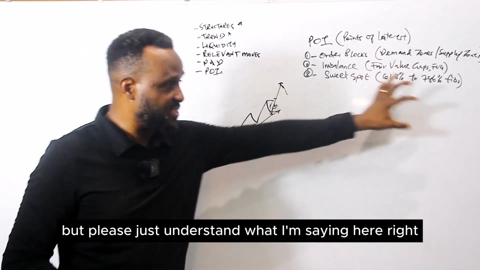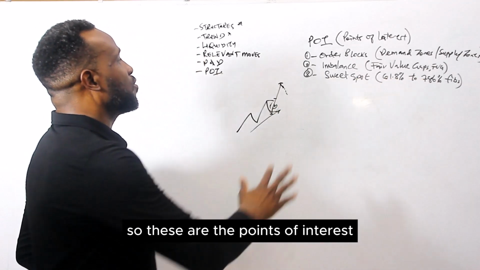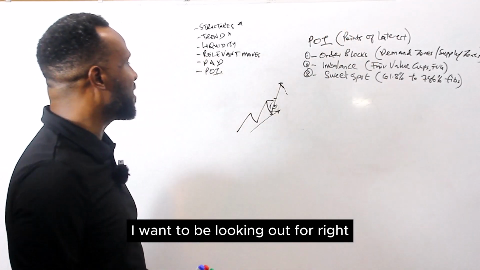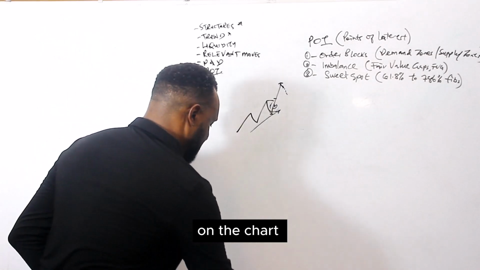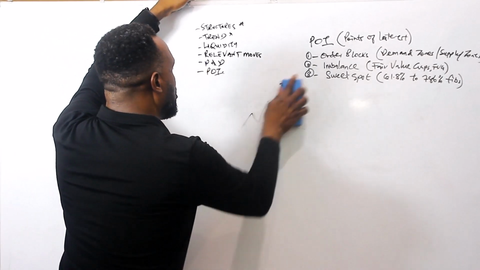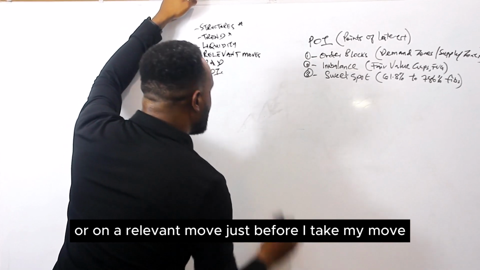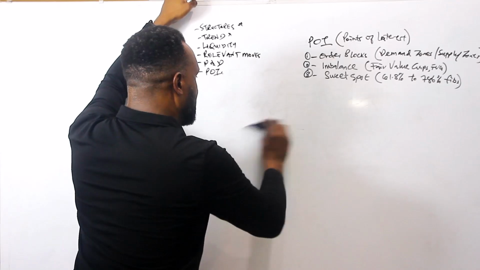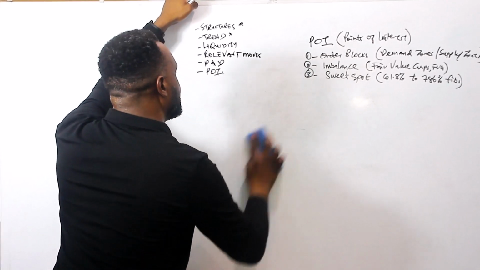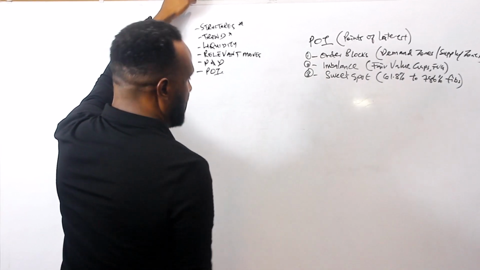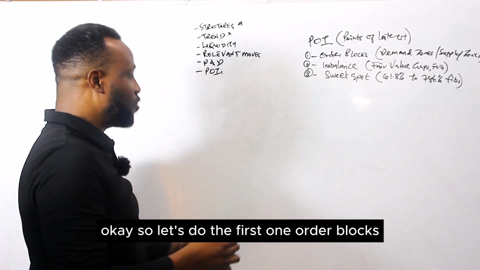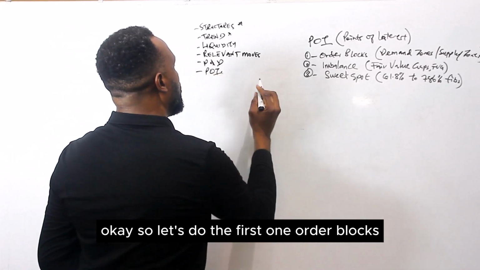But please just understand what I'm saying here, right? So these are the points of interest I want to be looking out for, right, on the chart, or on a relevant move just before I take my move. Okay, so let's do the first one, order blocks.